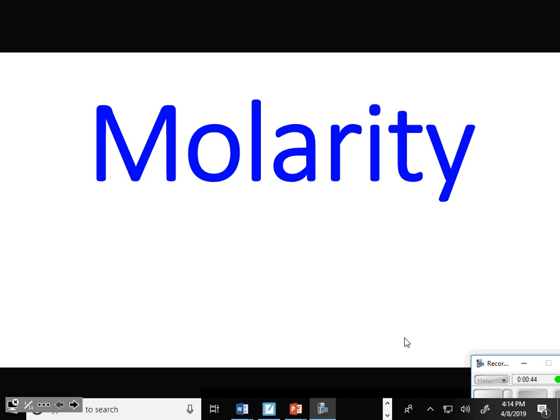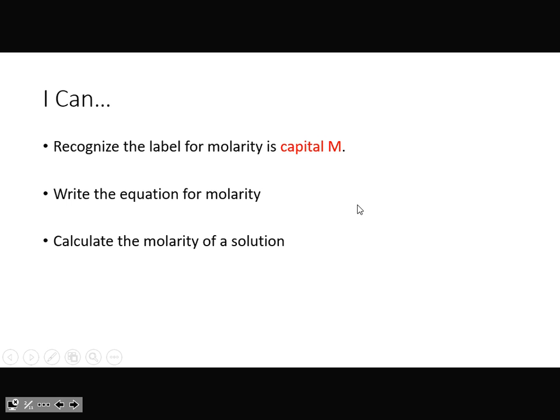We're going to talk today about the molarity of a solution. Let's go ahead and talk about some objectives. First of all, I can objectives. I can recognize that the label for molarity is capital M. So molarity is labeled with a capital M.